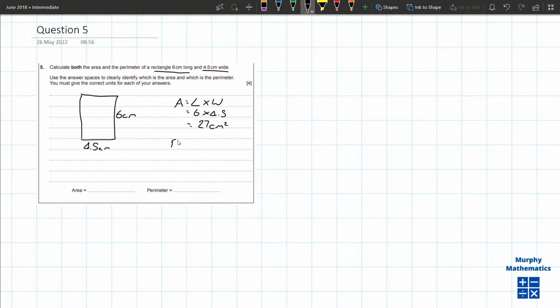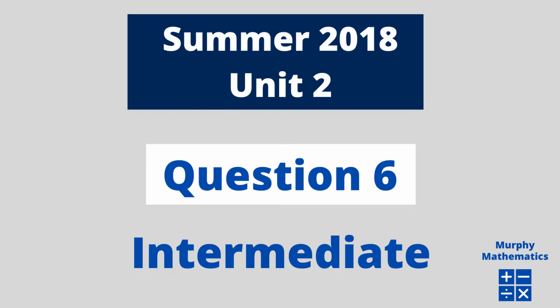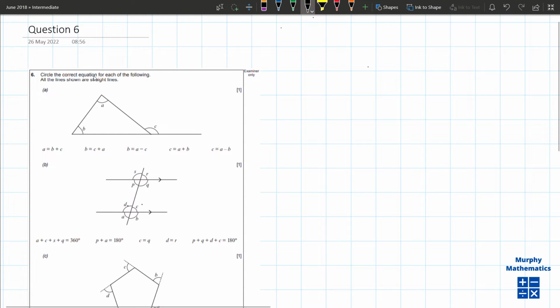And the perimeter now, we know the perimeter is all of the outside of the shape. So we're going to add 6 plus 4.5 plus 6 plus 4.5. We can put this on a calculator. And so we got 6 plus 4.5 plus 6 plus 4.5, and we got 21. And because we're dealing with a length, that will just be 21 centimeters. So area is 27 centimeters squared, perimeter is 21 centimeters. And that's it.